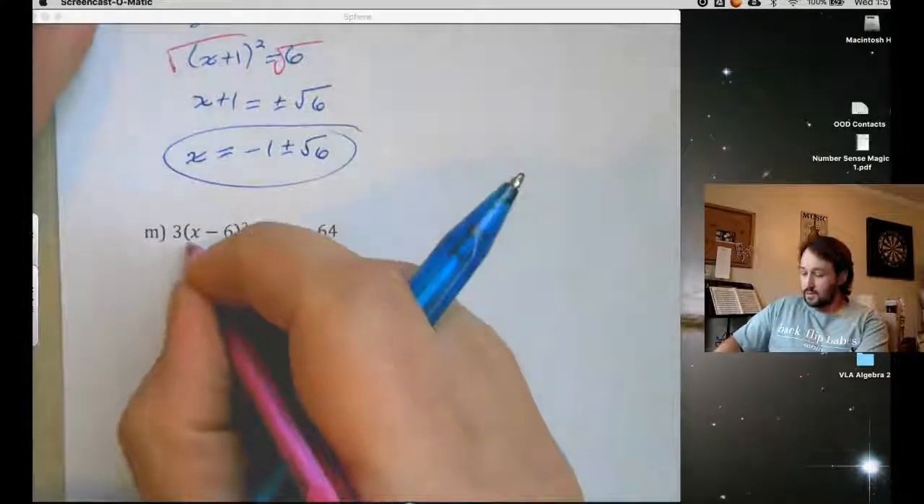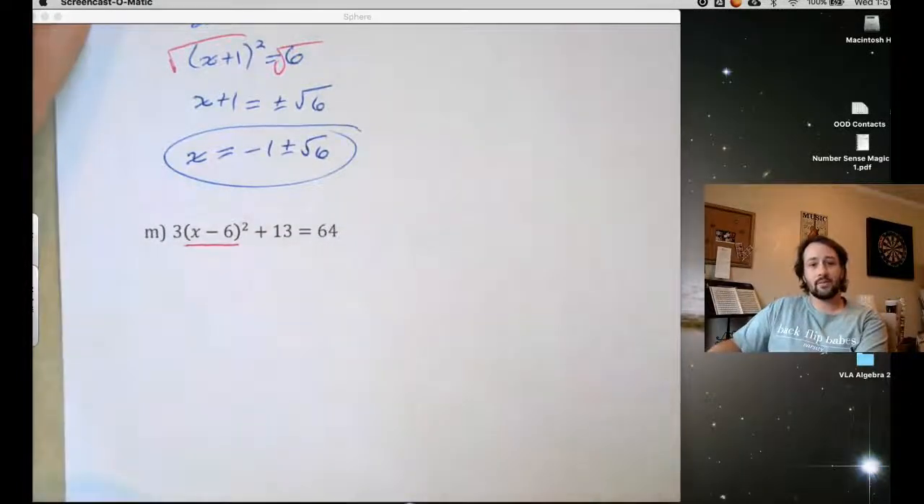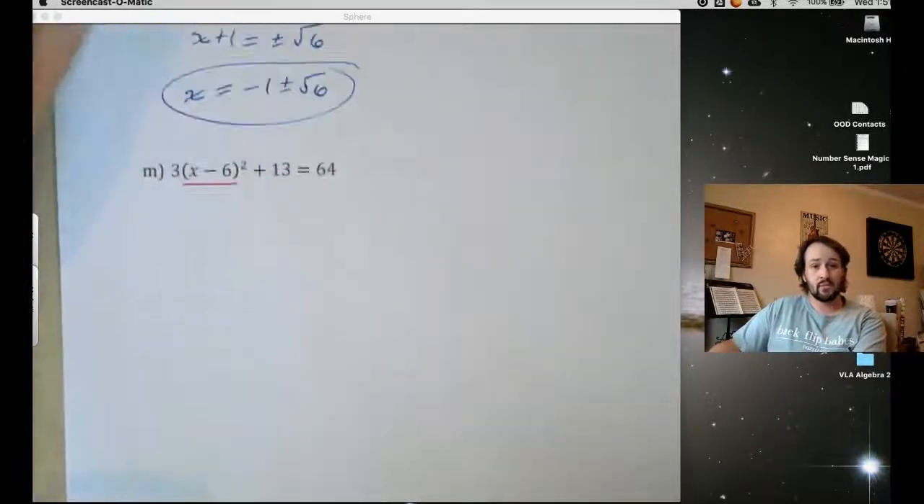All right, last one. So again, just like I was talking about in this last one, we need to get that term by itself, because then we can square both sides and make our life a lot easier.